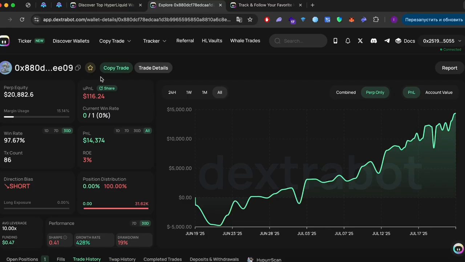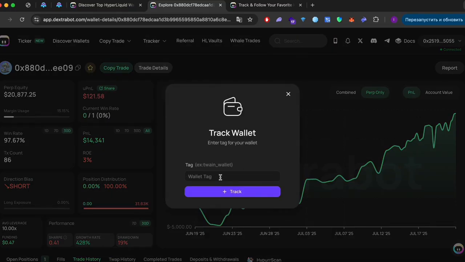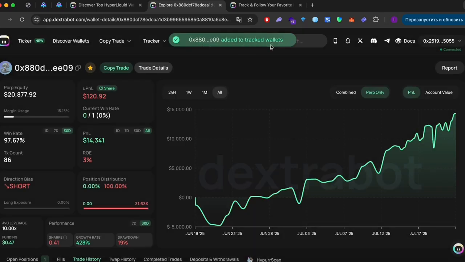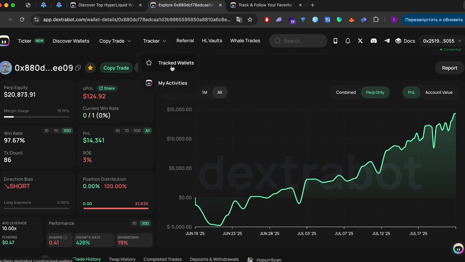After I analyze a wallet, I usually start tracking it by simply adding it to my favorites. Click here and come up with a name for it. Well, let's just call it 1, 2, 3 and click track. The wallet is added to tracking, and after that, we can monitor it in the wallet tracking section. The section is called tracked wallets, but we'll get to it in a moment. For now, let's look at some other wallets.